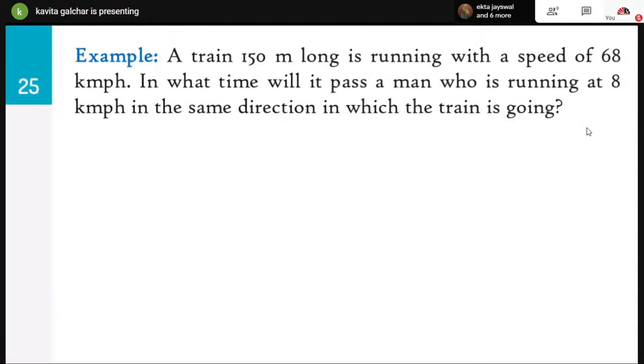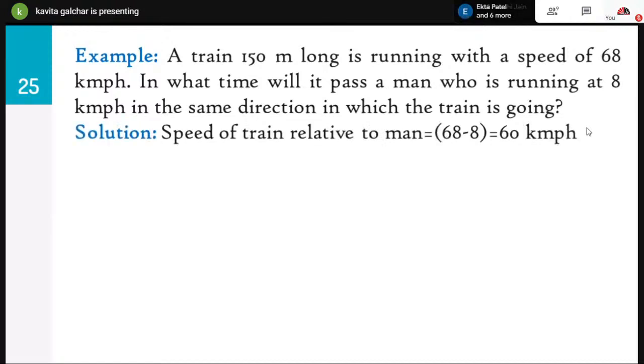See the next example. A train 150 meter long is running with a speed of 68 km per hour. In what time will it pass a man who is running at 8 km per hour in the same direction in which the train is going? Again, it is a question related to the relative speed concept. Here, speed of train relative to the man. As they both are moving in the same direction, the relative speed would be 60 km per hour.